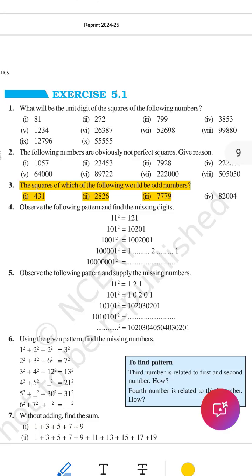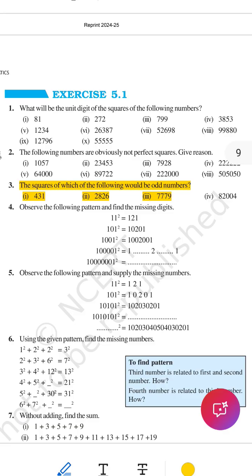Second, what does squaring mean? Squaring means multiply a number by itself. We write it like a squared or a cubed. Examples. 2 squared equals 2 times 2 equals 4. 3 squared equals 3 times 3 equals 9. 5 times 5 equals 25. 10 times 10 equals 100. 431 squared equals 431 times 431. Big number, but we don't need to calculate it.